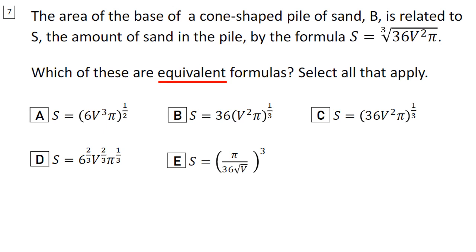Now equivalent, that's a term we've seen come up before with multiple choice and multiple select problems. Equivalent means we can get away with just plugging in a number for the variable and seeing which ones are equal. Now when I say the variable, I'm not talking about S. All of these are equal to S. S doesn't matter. It's V in the formula that we need to plug in for, and we can plug in whatever we want. I'm going to go with 7.